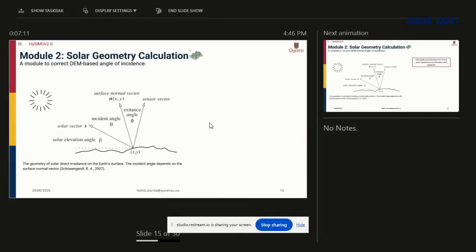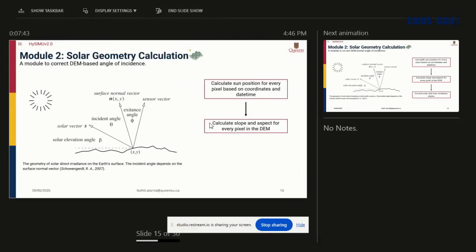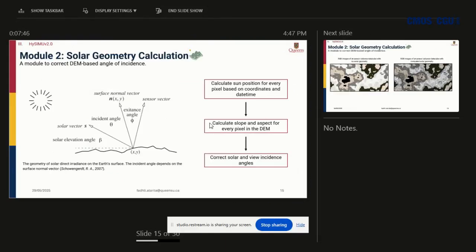And for the next module, here is a graphic of how the solar irradiance comes from the sun, reflected off the surface, and then to the sensor. Basically, to calculate the radiance, we need the incidence angle, which depends on the surface normal vector. That means if we have a non-flat DEM, we have to correct this angle of incidence. The way HiSimu does it is by calculating the sun position for each pixel, then calculating the slope and aspect from the DEM, and then using a formula to correct the solar and view incidence angle radiance.